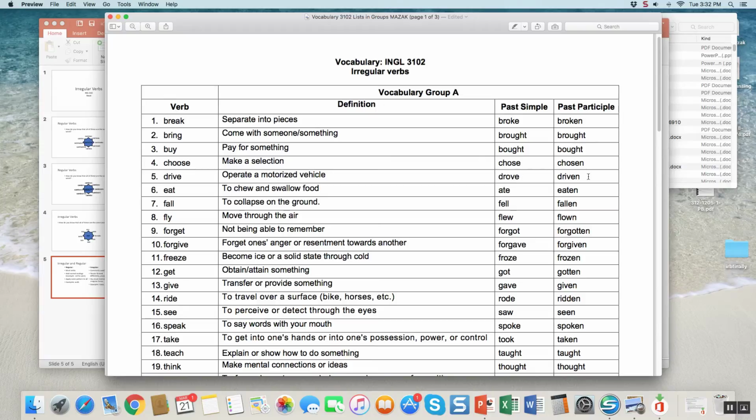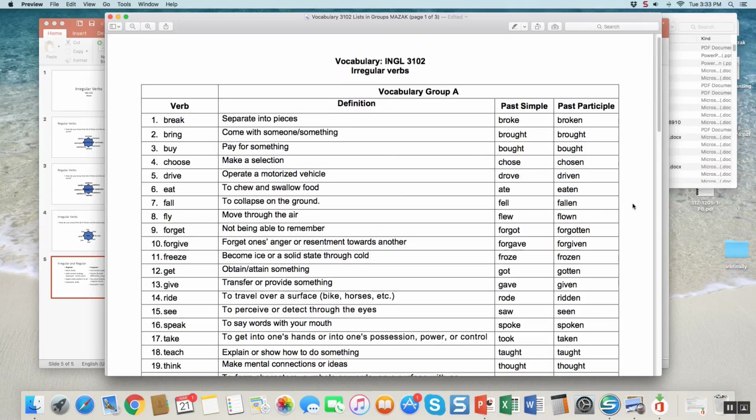Drive, drove, driven. Okay, you're going to start to see here a few patterns. One is sometimes the past simple and the past participle are the same. Sometimes they're different. And on this list, if they're different, they follow this pattern. The pattern where you add an N to the end. So you have broke, broken, chose, chosen, drove, driven, ate, eaten, fell, fallen, flew, flown. Again, they all vary a little bit, and that's part of memorizing the irregular verbs.